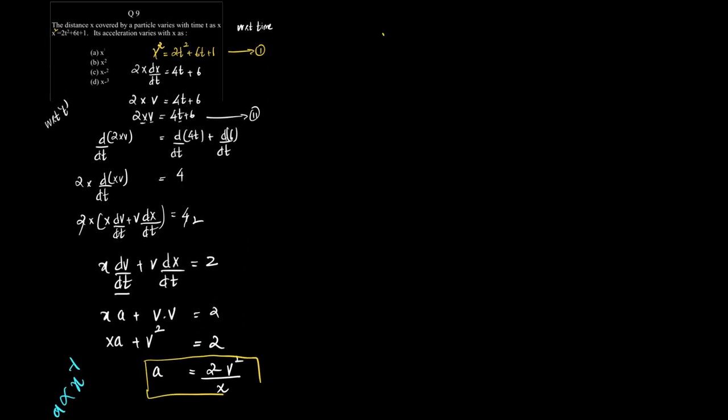How do we do that? See, what is a given as? A is given as 2 minus v squared by x. Now, we need to convert this equation. So, this is equation number 3.